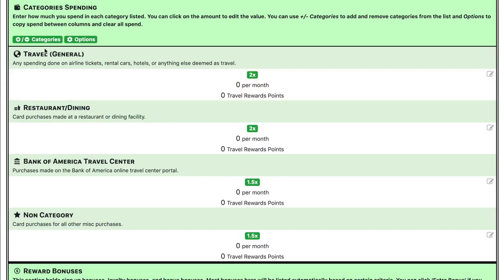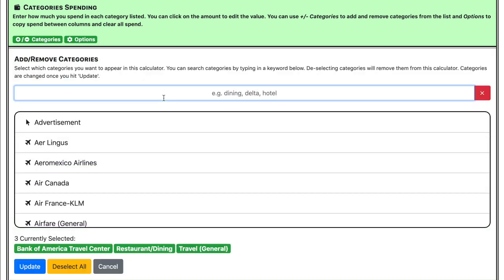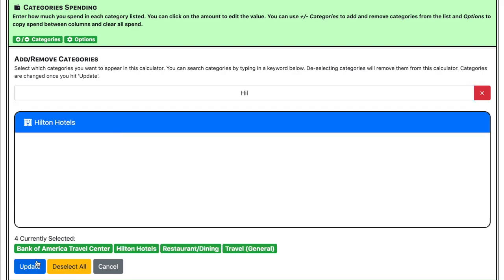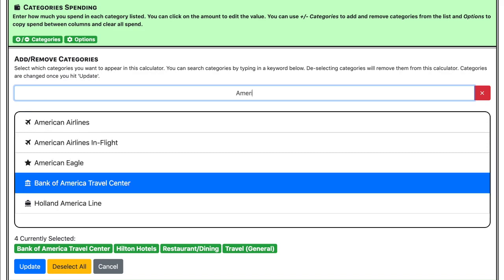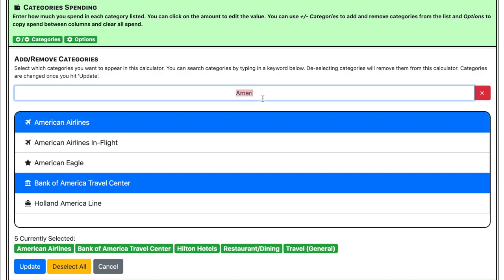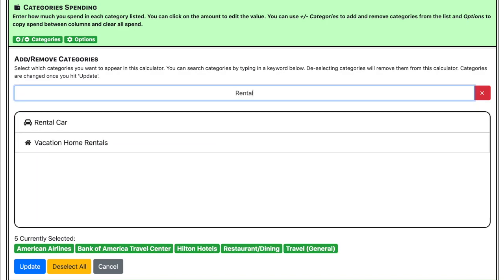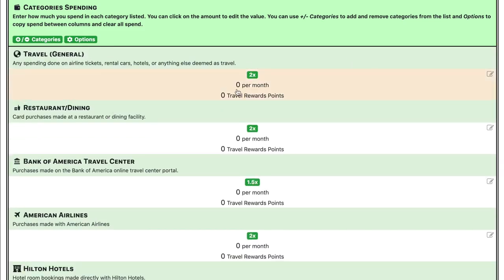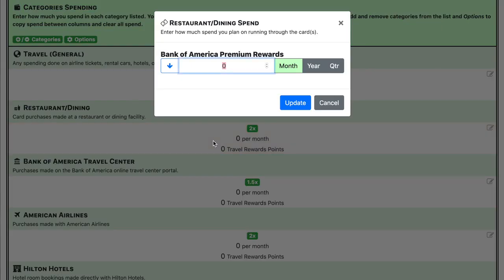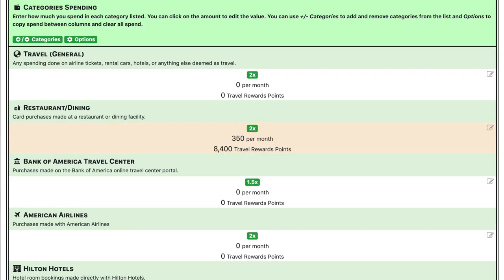First off, travel is a pretty general category, so I'm going to break this down a little bit. I'm going to go ahead and add in a few travel categories. So I'm going to add Hilton. What else to add here? Let's add an airline. So let's say American. And let's add rental car. Those are always 3 to choose from. So I'm going to leave travel up here blank, and I'm going to just enter values for those categories I added. So restaurant dining, for me, that's about $350 per month.